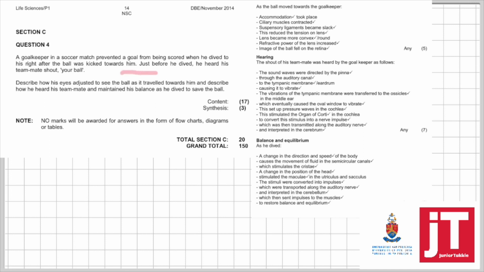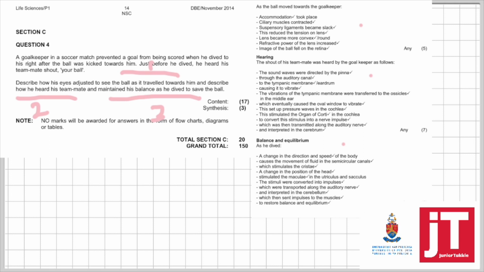Okay, it traveled towards him. Okay, so what has that going to do? What type of vision will that be? Describe how he heard his teammate and how he maintained balance as he dived to save the ball. So three parts. First part, you can see it's accommodation. Second part, you can see it's hearing. Third part, it's balance. Okay, now he was diving to the side. So that is the macula and the cristae involved, as you can see in the answer. Hearing, that's easy. And then here, the ball is coming towards him. So what will happen? This is obviously going to be near vision. Okay, so let's look at the answer.